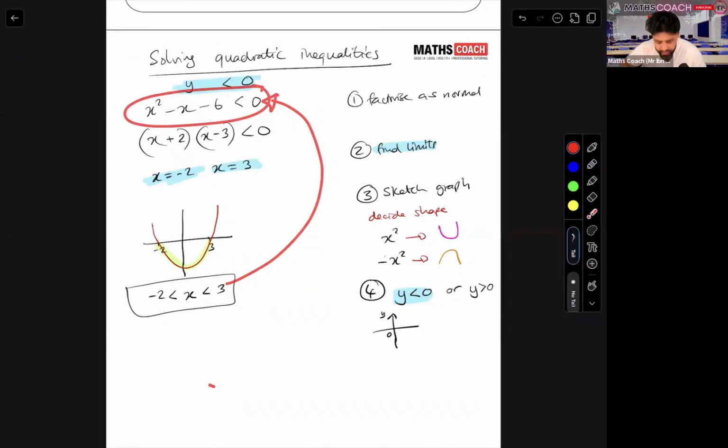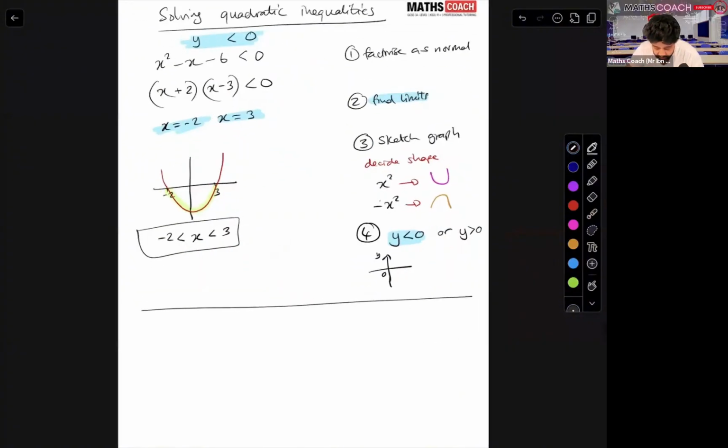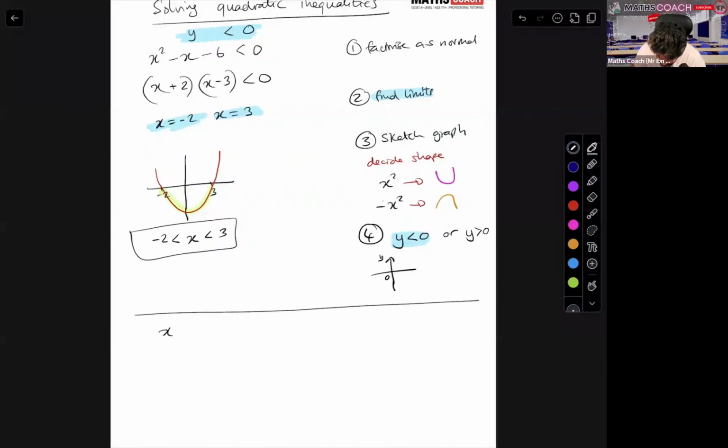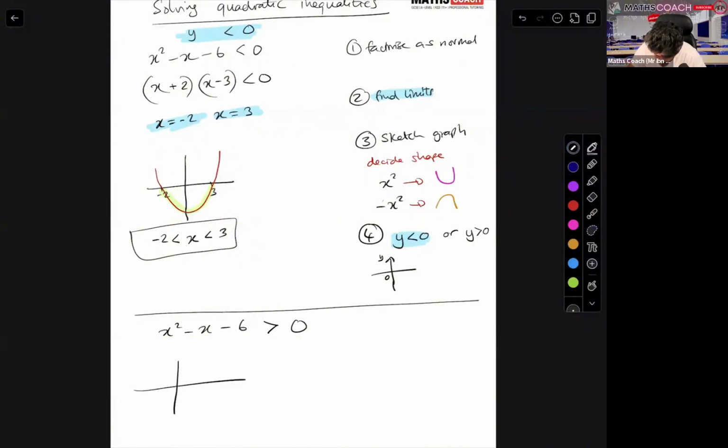Now, I'm just going to quickly show you what would have happened if it was another type of graph. I'll use the same equation, x squared minus x minus 6, but I'm going to do greater than 0. Can you see I've changed the sign? It's greater than 0. I'm going to do step number 1, factorize as normal, find the limits, and sketch the graph. I'm going to do all of that the same, so that is basically this graph right here.